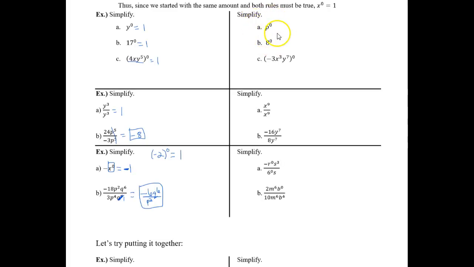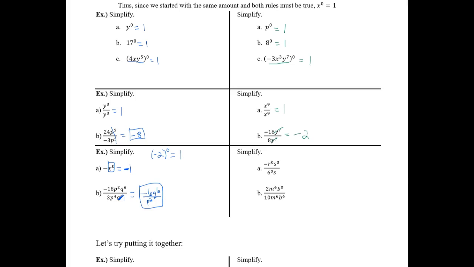Back to the top of the page. P to the 0 power is 1. 8 to the 0 power is 1. That whole quantity, negative 3 times x cubed times y to the 7th, is still 1. Anything to the 0 power is 1. X to the 9th divided by x to the 9th. Anything divided by itself is 1. Negative 16y to the 7th divided by 8y to the 7th. Well, y to the 7th divided by y to the 7th is 1. Negative 16 divided by 8 is negative 2.